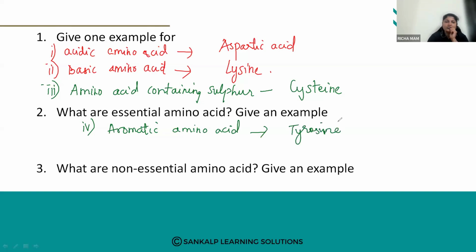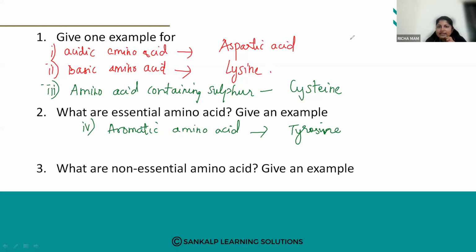So please remember these examples. Each example you need to remember. Very important. They may ask you questions like these. If they ask you, give an example for basic amino acid, you should be able to tell it is lysine. One example for amino acid containing sulfur, cysteine.